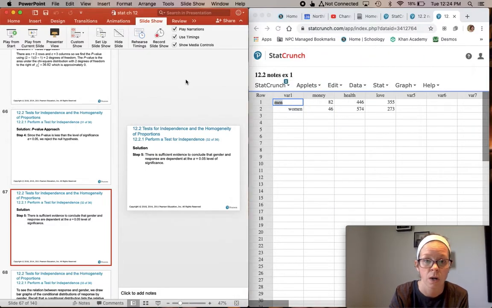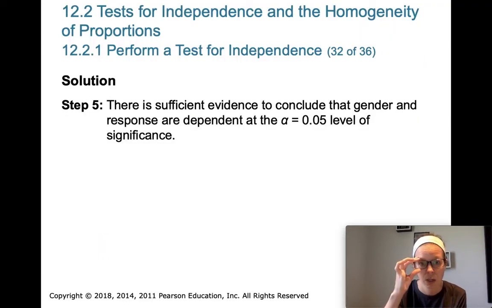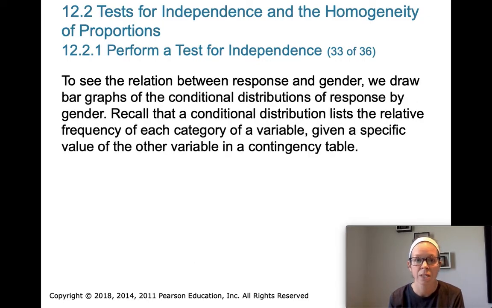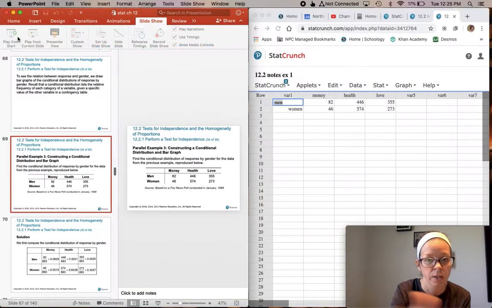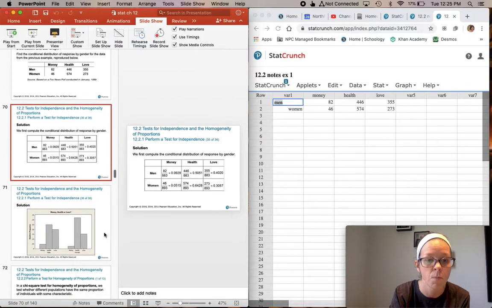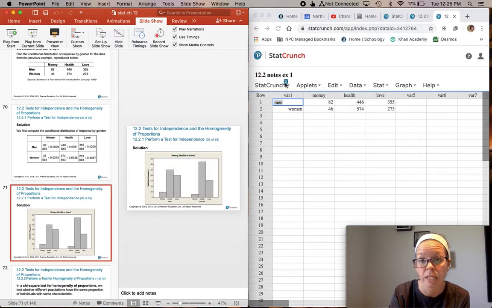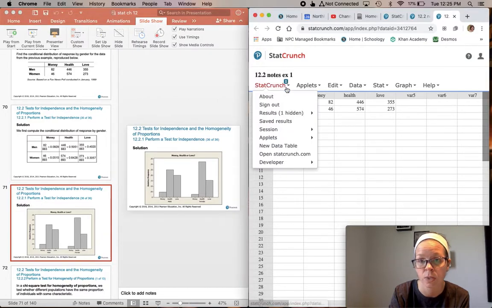hop back into our presentation here. So now to see what that relationship is, because the alternative just tells us there is a relationship, it doesn't tell us what the relationship is. There's a couple different ways that we can determine what that relationship is. One way is to look at a graph. Another way is to look at what the difference is between the expected counts and the observed counts.